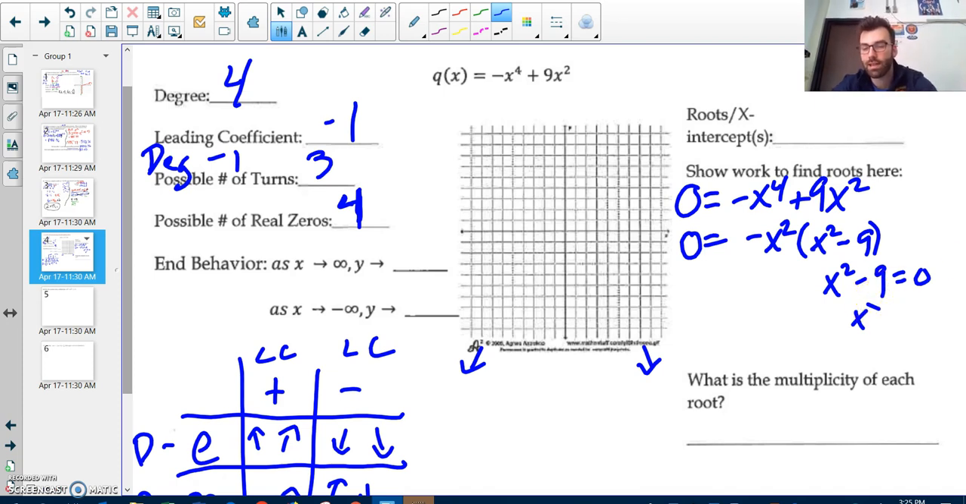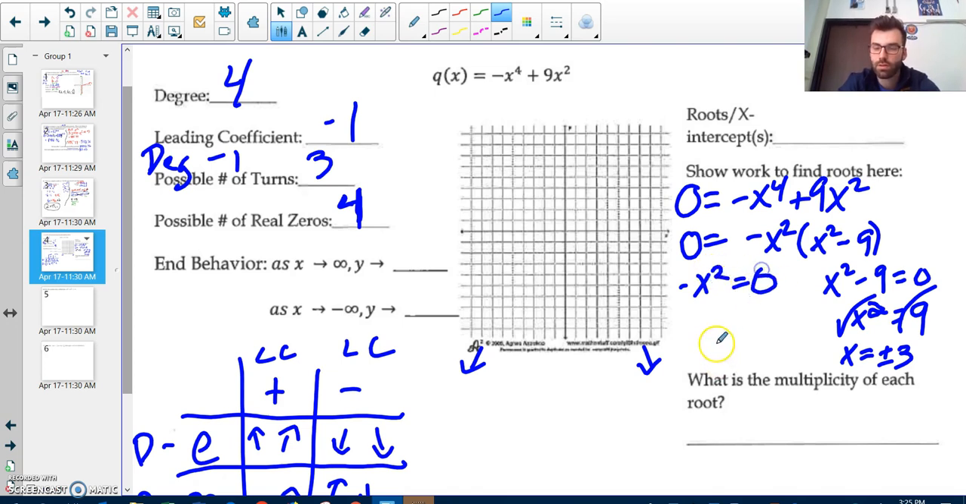Oh my goodness. Can that be a squared? Wow. Pause. Sorry. So I got it to be squared. So then I get to take a square root of both sides, and I get x to be plus or minus 3. Now I also have this negative x squared equals 0. So I'm going to have x equals 0 because I'm going to divide by negative 1, and the square root of 0 is just 0.